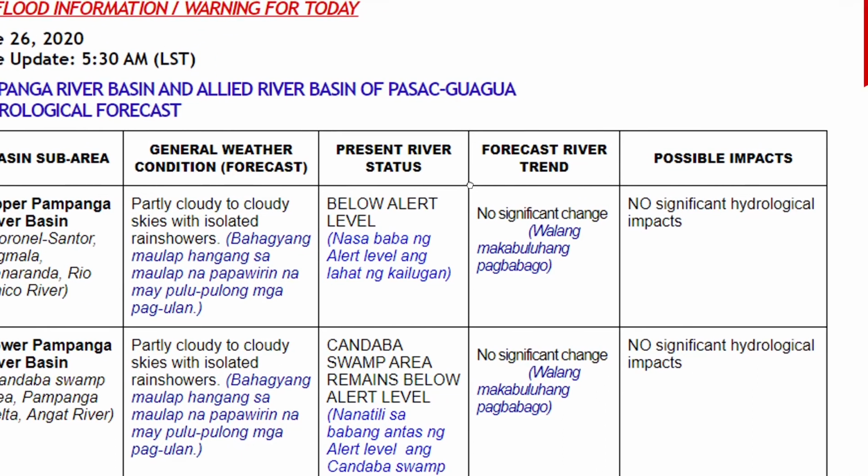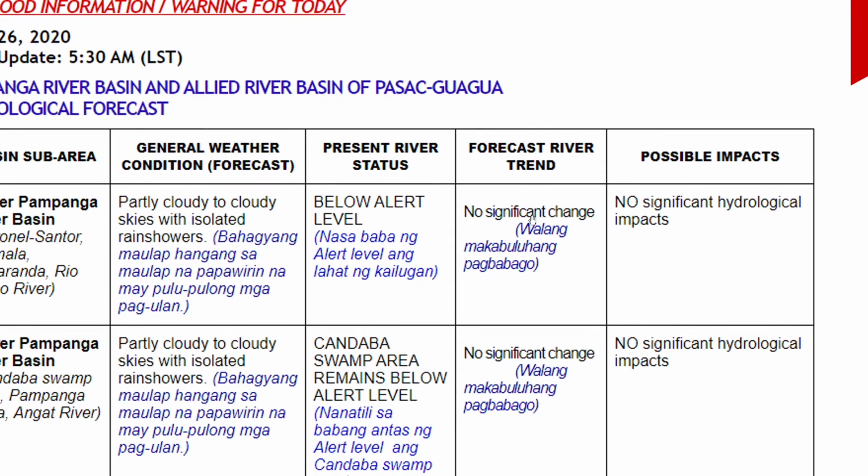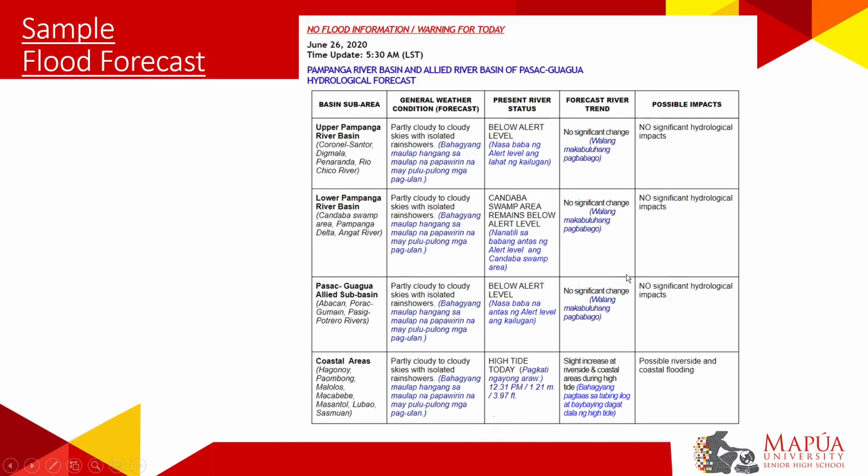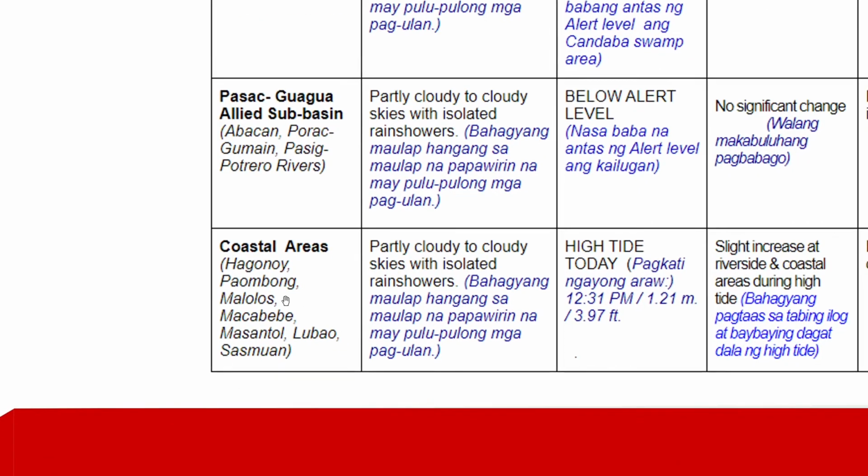The forecast in river trend is that there is no significant change, which means there's no significant hydrological impacts to the communities near the upper Pampanga River Basin. Unlike in coastal areas here in Hagonoy, Pambong, Malolos, Macabebe, Masantol, Lubao, Sasmuan.